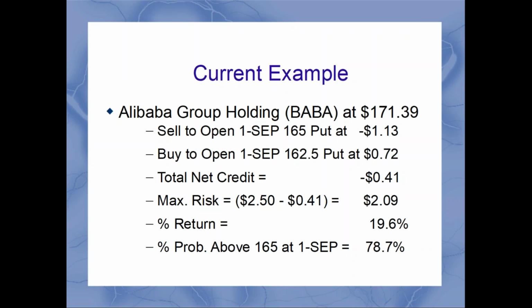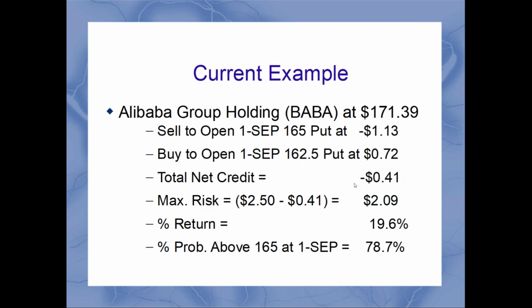At the same time, I'm going to buy to open, same expiration, 1st of September, lower strike put. In this example, we use the 162.50. And we're going to pay 72 cents per contract. So my total net credit received up front, deposited in my account, is 41 cents per contract. If I did one contract, it'd be $41. If we did 10 contracts, it'd be $410.